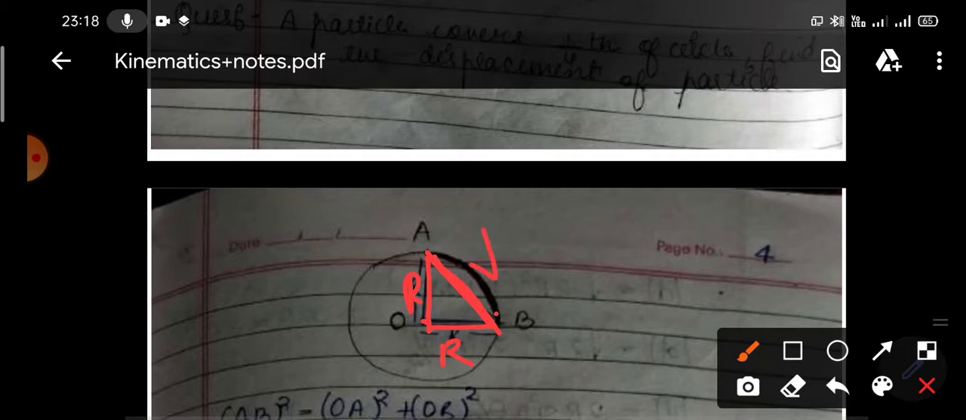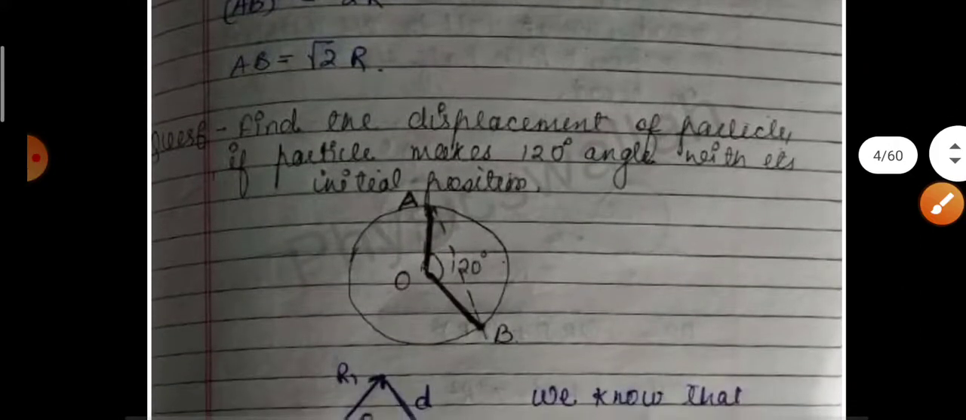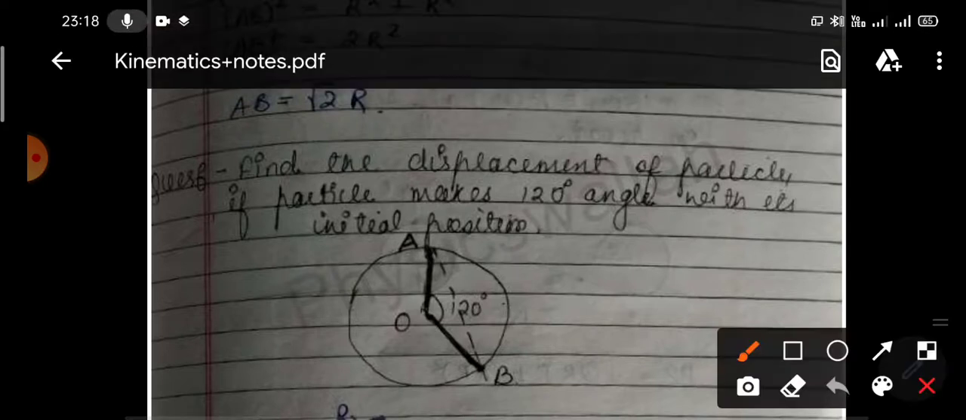So AB length is equal to root over r square plus r square. That means root over 2r square. Okay, so r will come out. So root 2 into r. So displacement is root 2 r. Okay, so this question will be your homework.